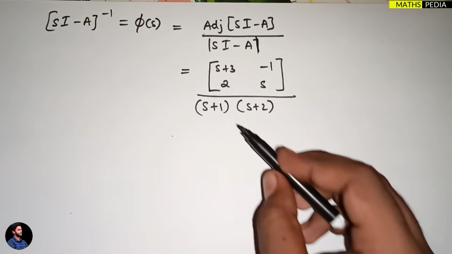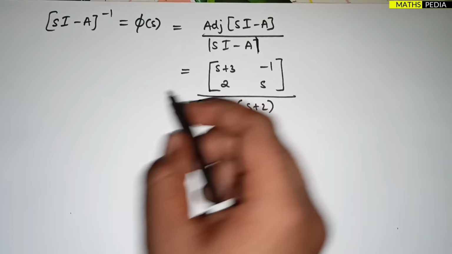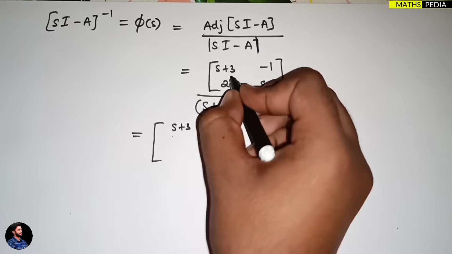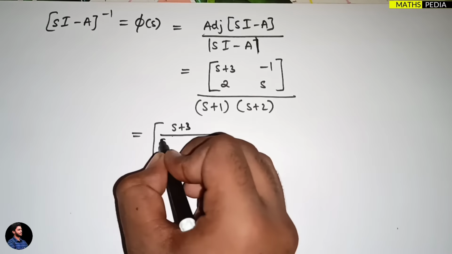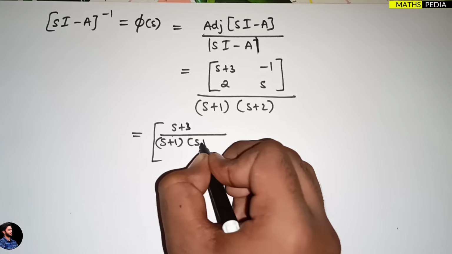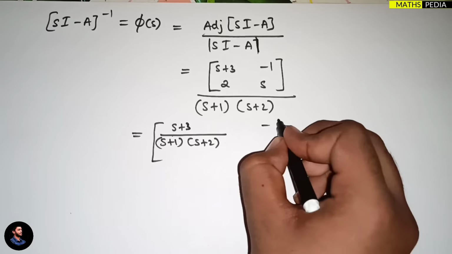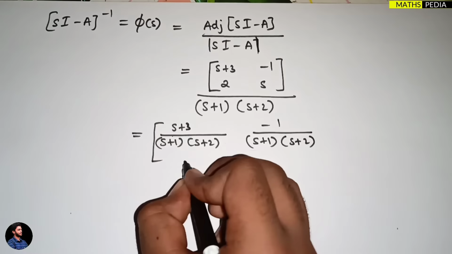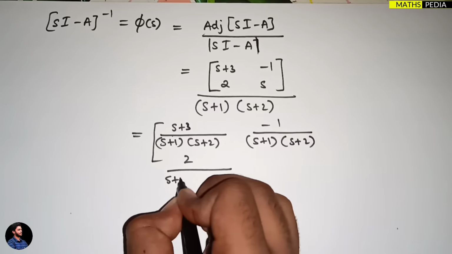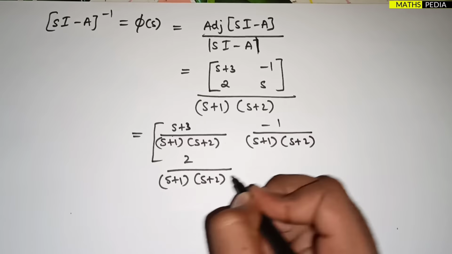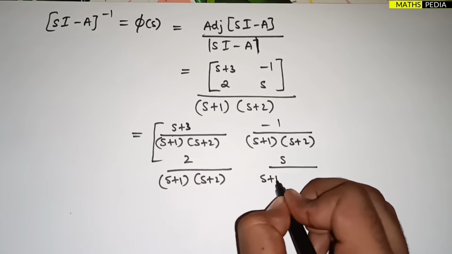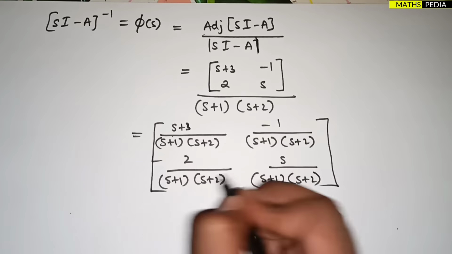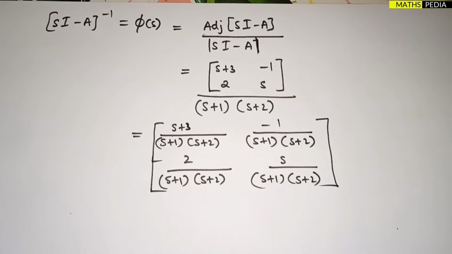Now the next step is that I can just divide. How will you divide these two? Simple thing, carefully you see. S plus 3 divided by S plus 1 into S plus 2. Each element you have to divide. Minus 1 by S plus 1 into S plus 2. 2 by S plus 1 into S plus 2. Then S by S plus 1 into S plus 2. So each and every element in the matrix you have to divide by S plus 1 into S plus 2. Okay, that is the thing.